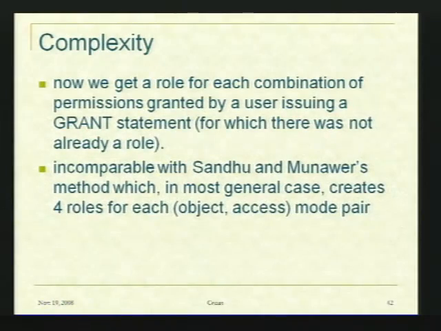Well, what does this do with the complexity? Well, we end up possibly creating a role for every combination of permissions issued in a grant statement. So it's somewhat incomparable with the other construction. So it's a function of the amount of granting you've done rather than a function of the number of permissions. So it's different.